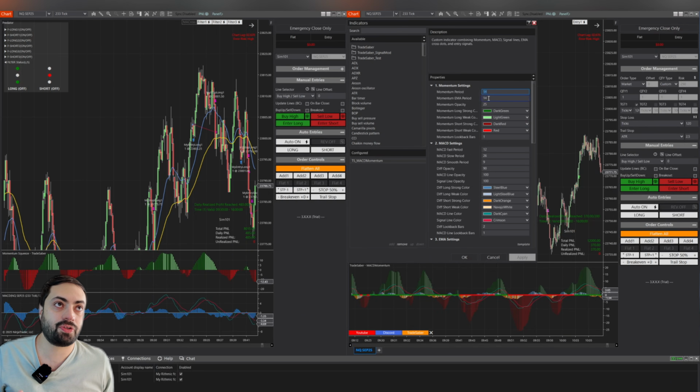So you have all of those same settings. You can change the momentum period, the EMA period. They all mix to give us this momentum indicator. You can change the opacity, the colors, anything that you want.